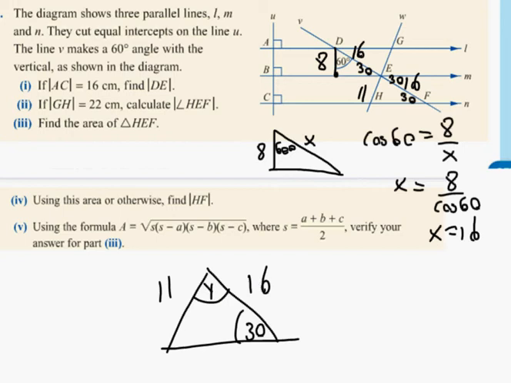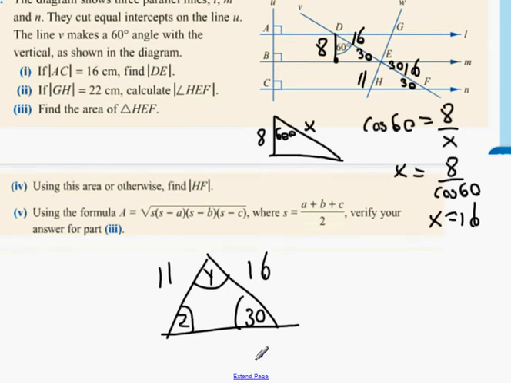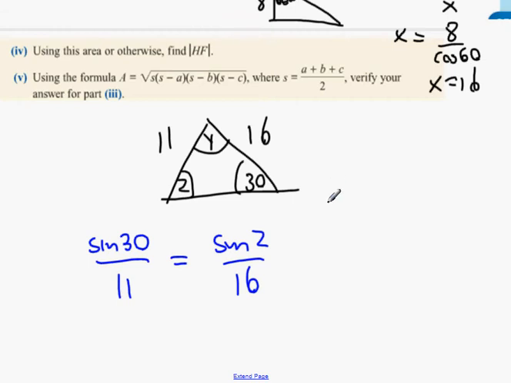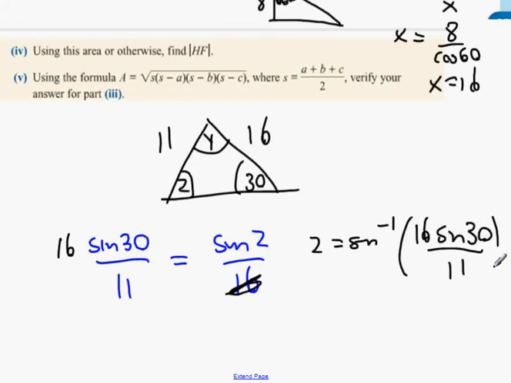Let's start off by figuring out what angle Z is. So we're going to use what rule, the sine or the cosine rule? Sine rule. Sine 30 is looking at the 11, and that equals sine Z over 16. Bring the 16 up and sine inverse it. So Z equals sine inverse of 16 sine 30 over 11. Somebody put that in the calculator and let me know what it is when you get it.